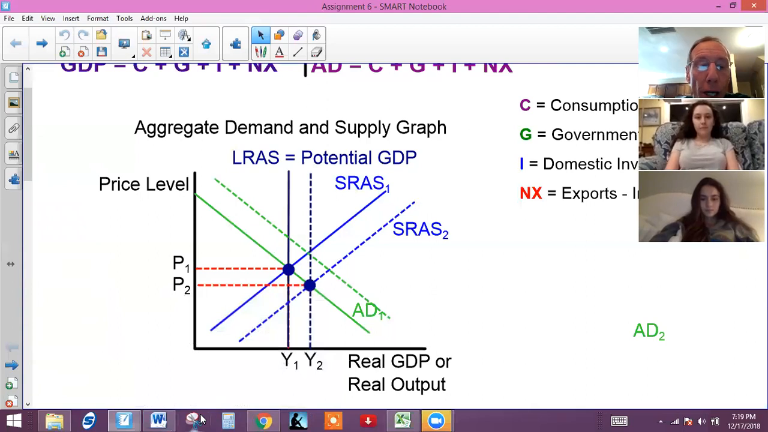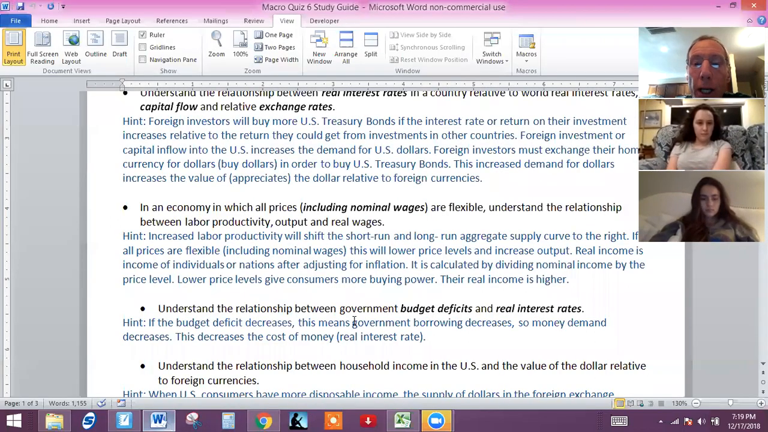So that's the relationship. This is really a bunch of cause and effect relationships. This causes that, right? And it's also important to understand the relationship here, that real income is calculated by dividing nominal income by the price level, okay?